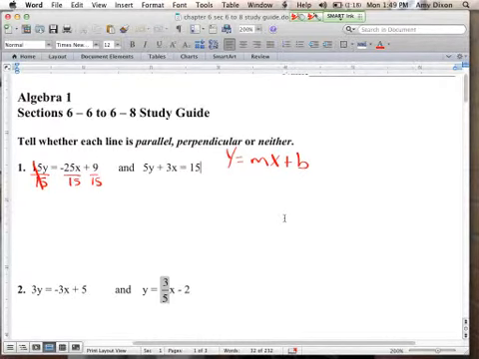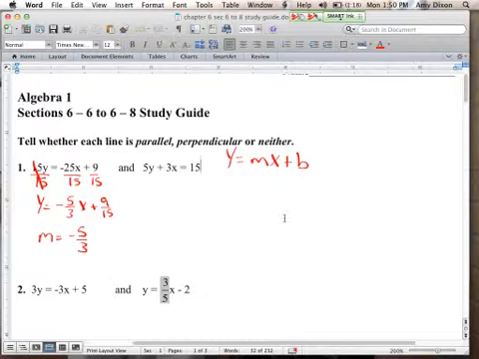We cancel out our 15s. We get y equals negative 25 over negative 15. Okay, if we divide each of those by 5, that reduces to negative 5/3. So we have negative 5/3 x plus 9 over 15. All right, so then we can see that our slope on this one is negative 5 over 3.